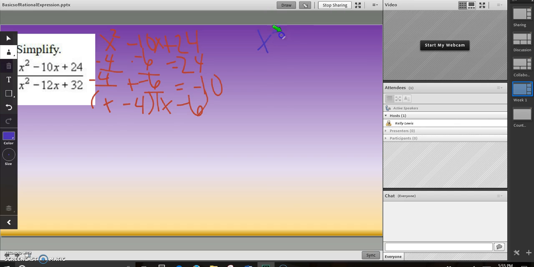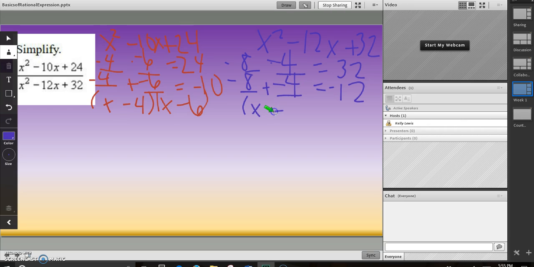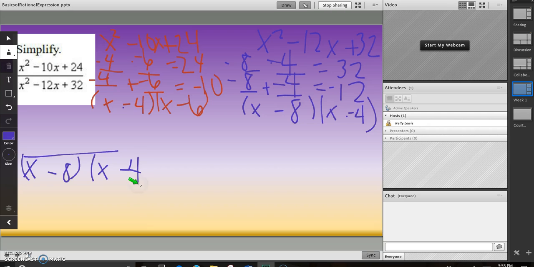And then I need x squared minus 12x plus 32. So something's going to multiply to give me 32, adds to give me negative 12. All right, so 8 and 4. And negative 12: 8, 9, 10, 11, 12. Right, so everything's negative. So I have x minus 8, x minus 4. And I know I'm on the right path because I have a common factor. x minus 8, x minus 4. Then I have x minus 4, x minus 6.